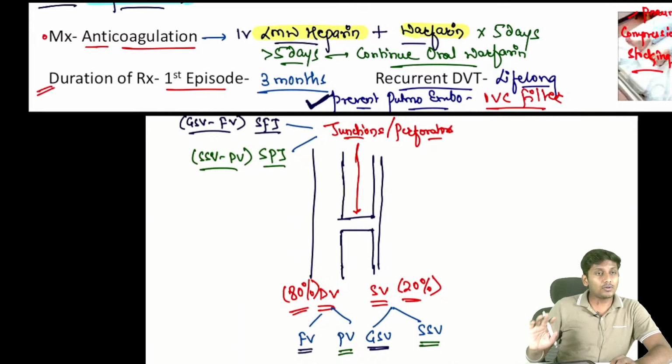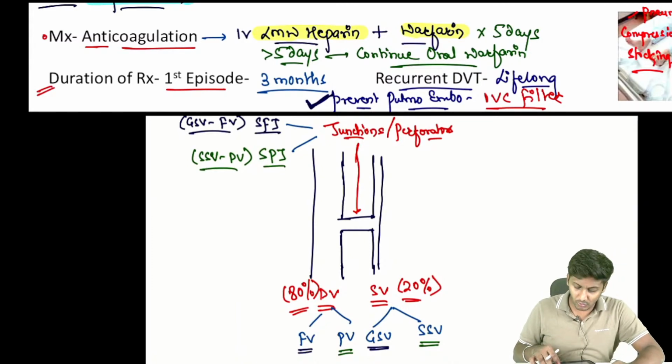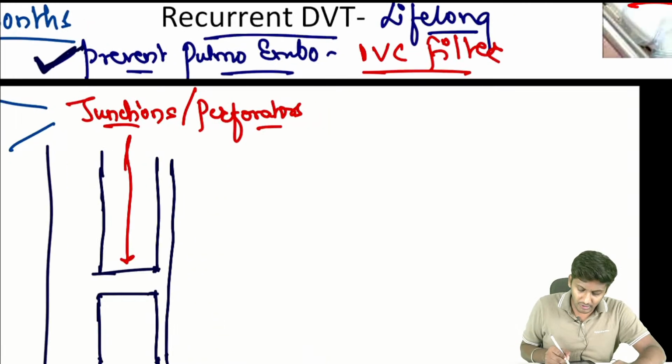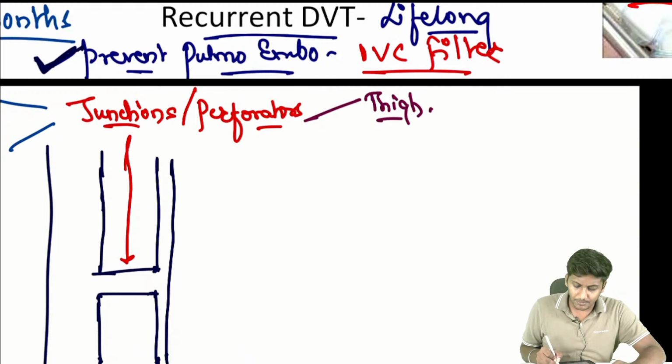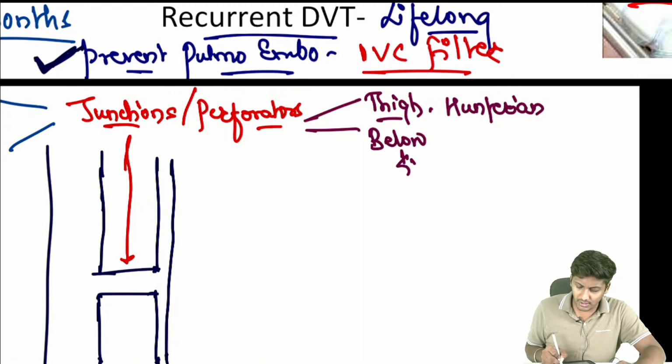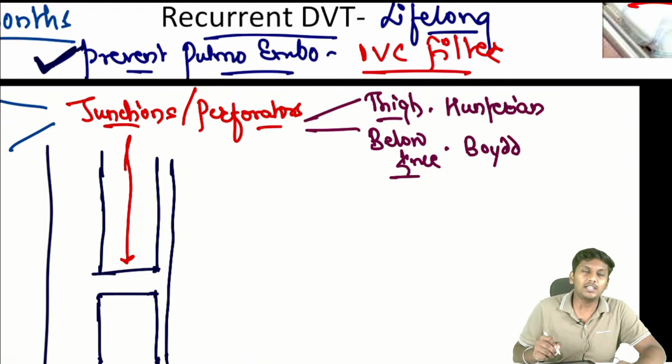And now this was about the junctions. We also have perforators. The connection can also be made by perforators. Now you have to remember, at the level of the thigh, the perforators that are present are known as the Hunterian perforators. Then below the knee, the perforators that are present are called the Boyd perforators.